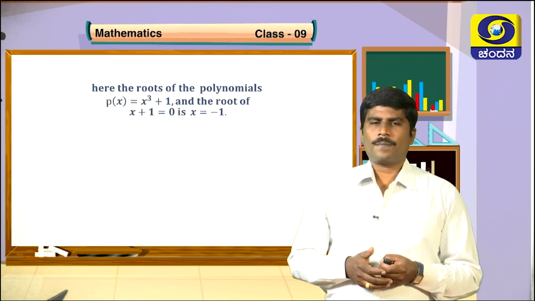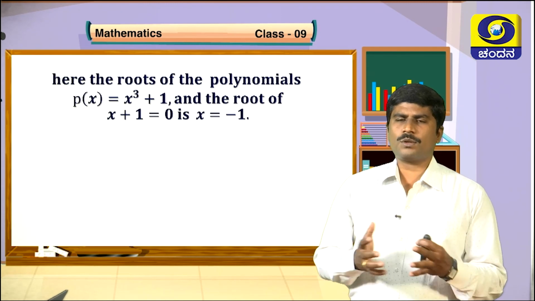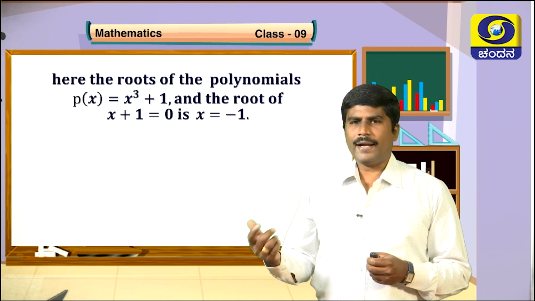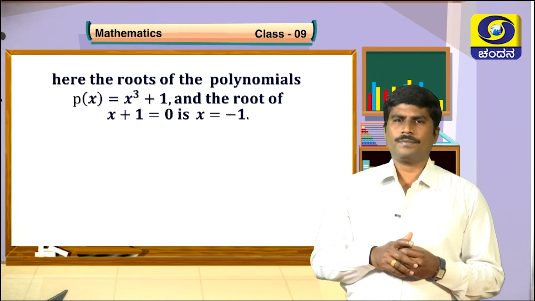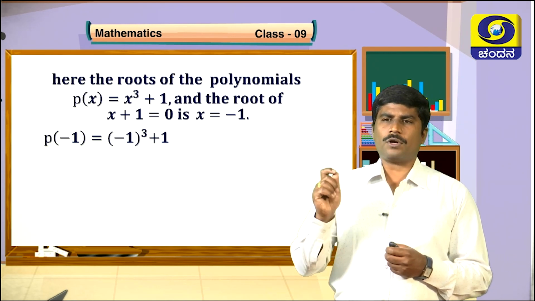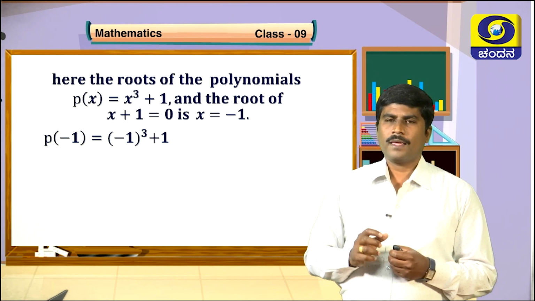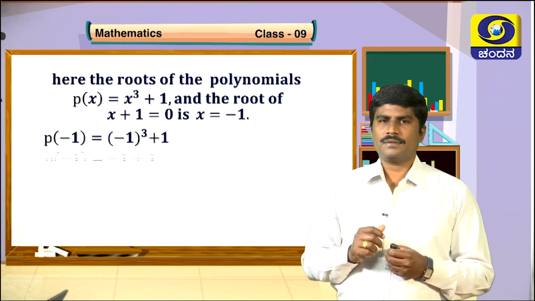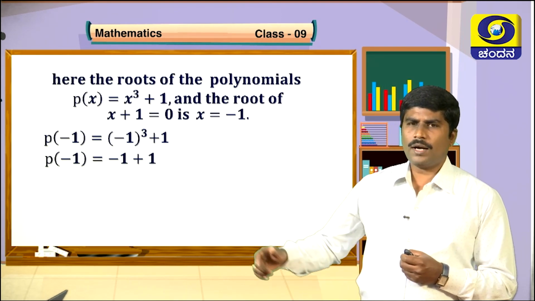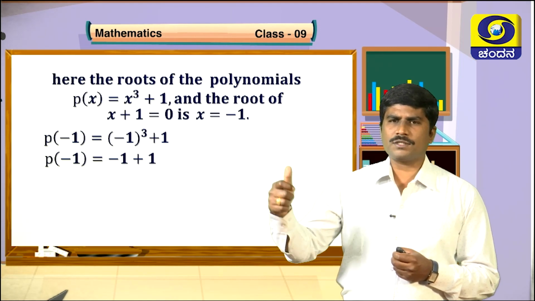Dear children, now here are the roots of the polynomials. p of x is equal to x cube plus 1, and the root of x plus 1 is equal to 0, so x is equal to minus 1. So that means by using the process of division, we get the remainder. Instead of that, if you do like this, x plus 1 is equal to 0, x is equal to minus 1. Now I am going to put the value x is equal to minus 1 in p of x is equal to x cube plus 1.